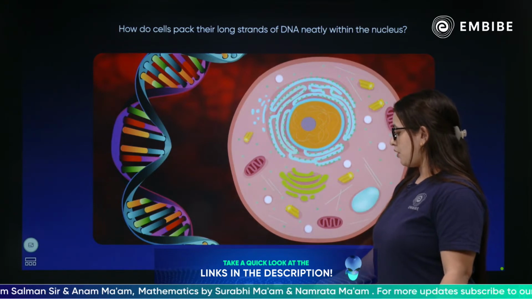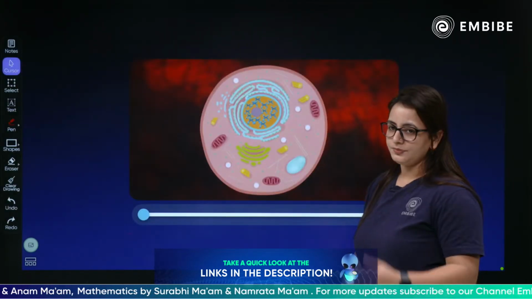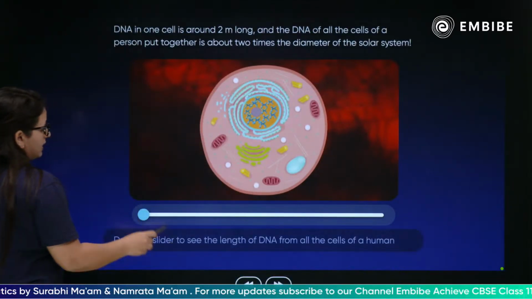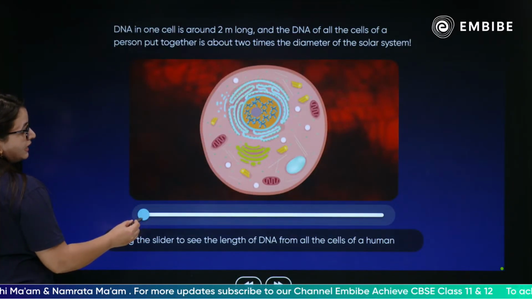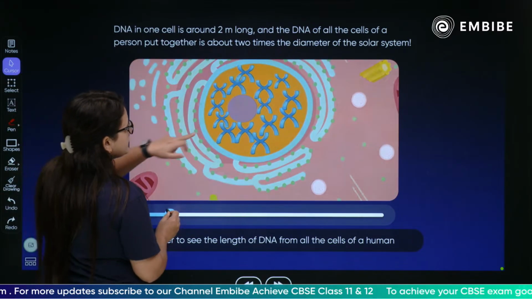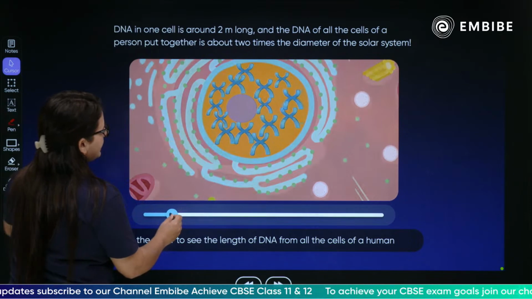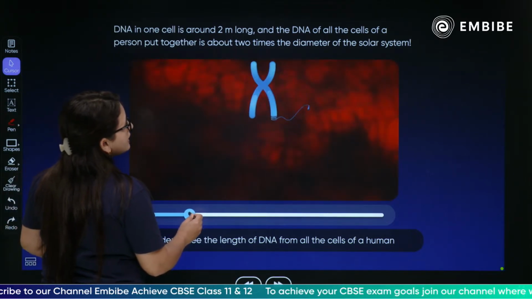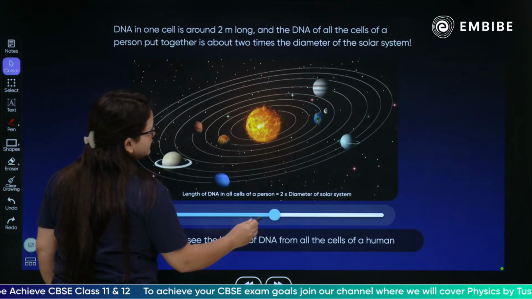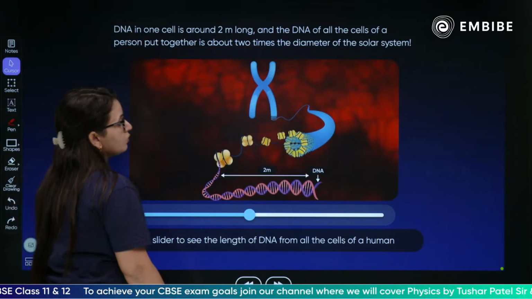As I move forward talking about the packaging, children, let's drag the slider to see the DNA of the cells of a human. So children, as I drag the slider, this is your nucleus. And I keep on dragging, so this is how the packaging would be done. Can you see this? This is how your packaging could be done.